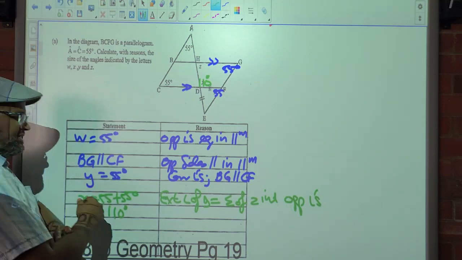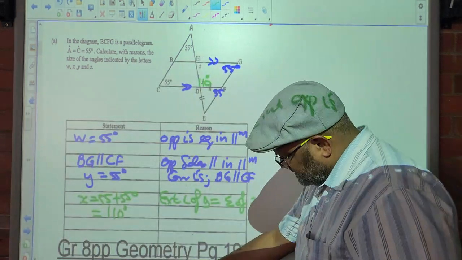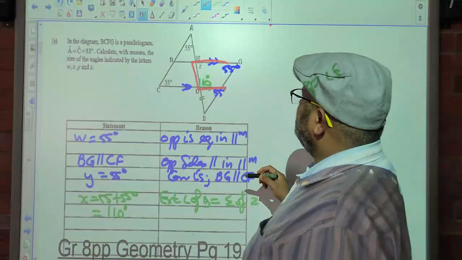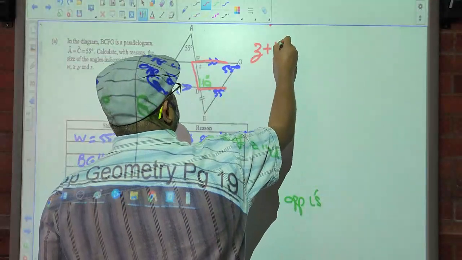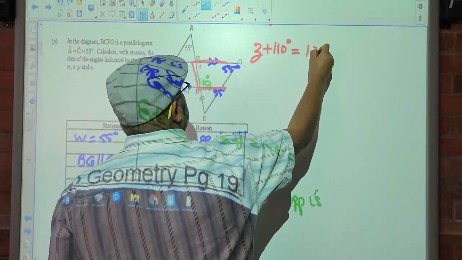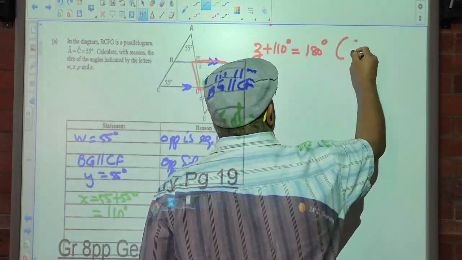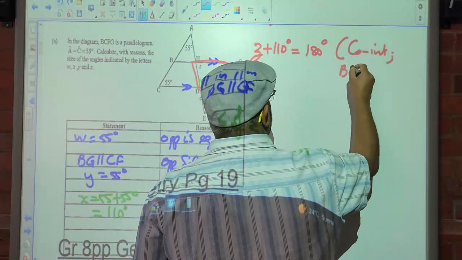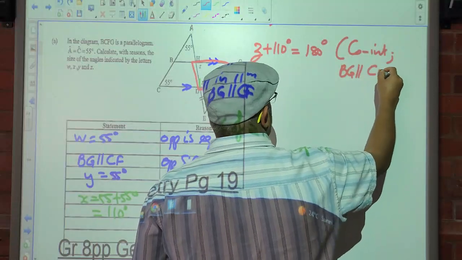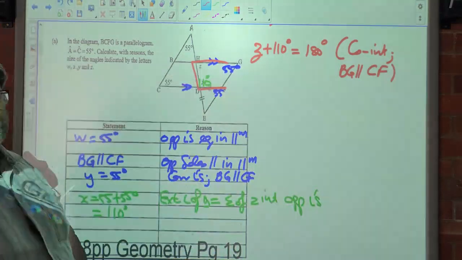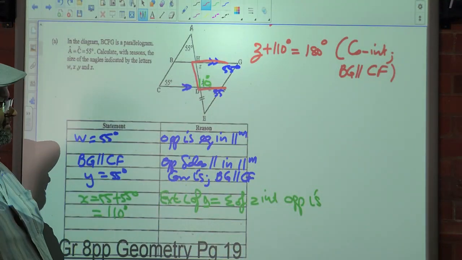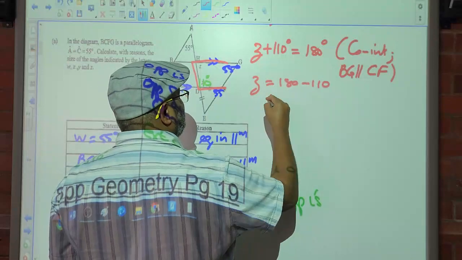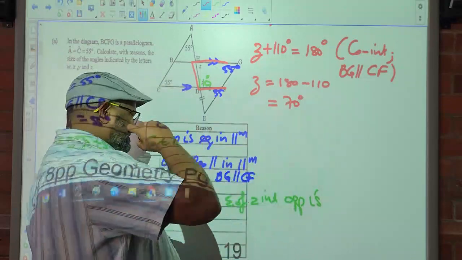Okay, so I'm going to calculate Z. Co-interior angles. Can you see that, people? So what do I say? Z plus 110 is equal to 180. Why? Co-interior angles with BG being parallel to CF. Can you see that, people? So Z is equal to 180 minus 110, which is 70 degrees.